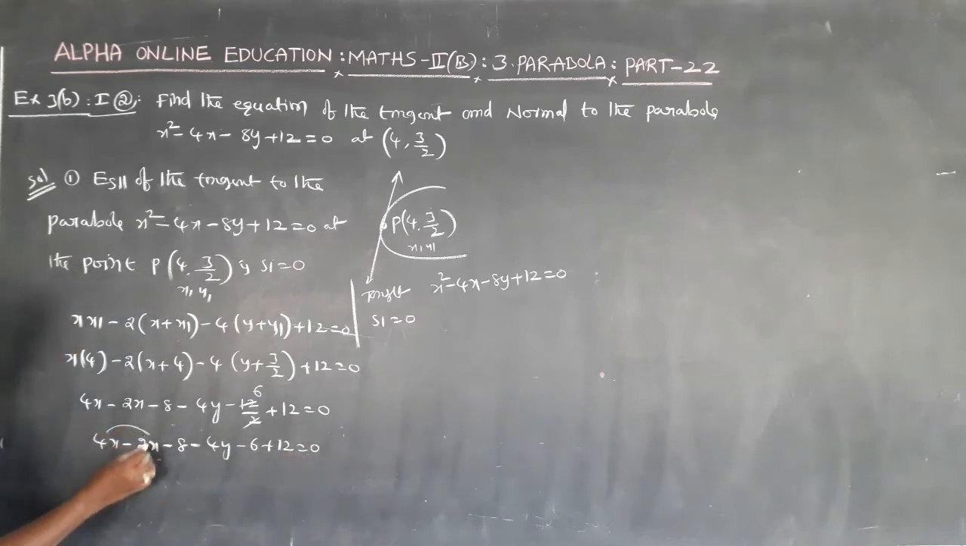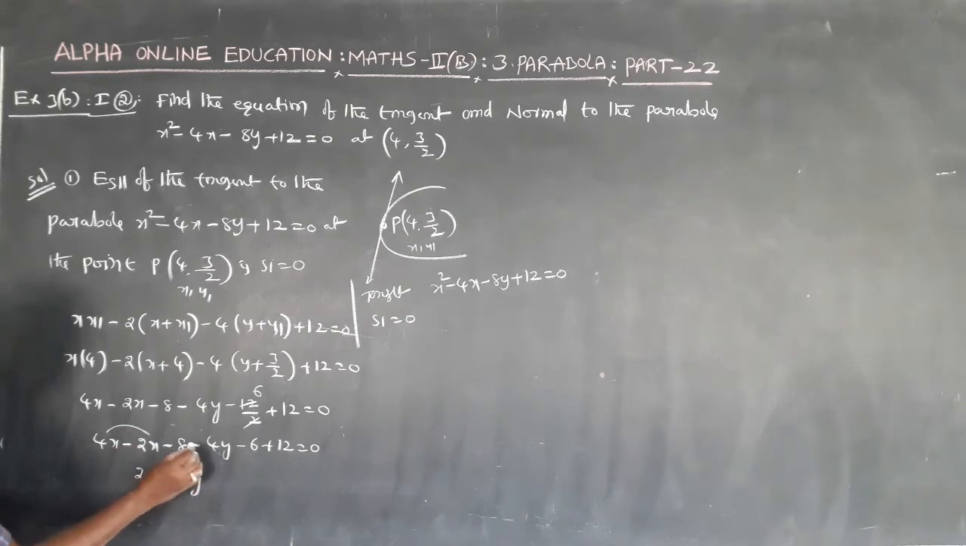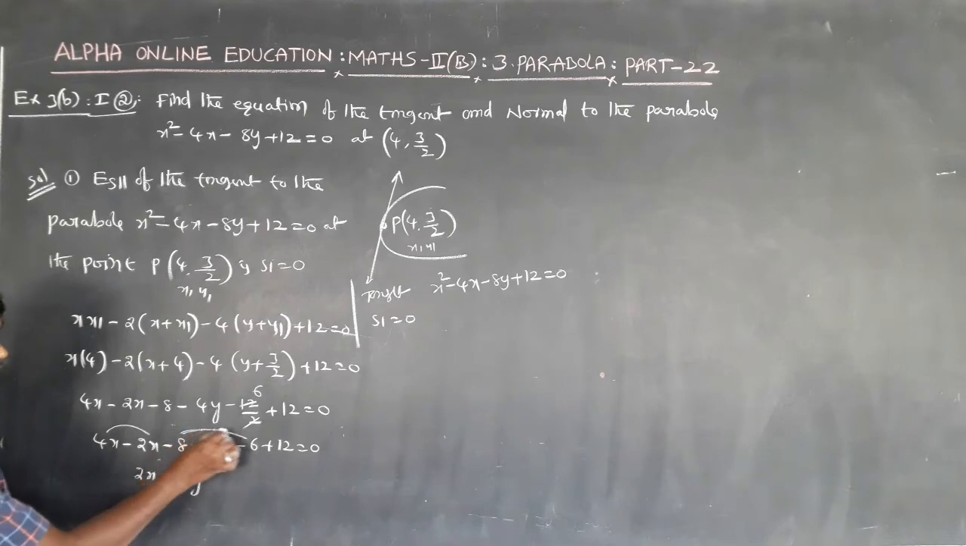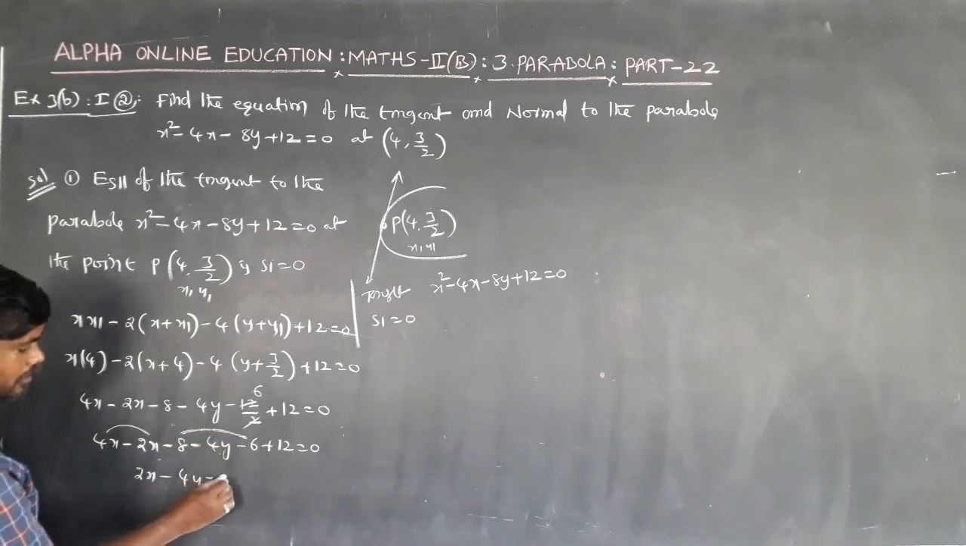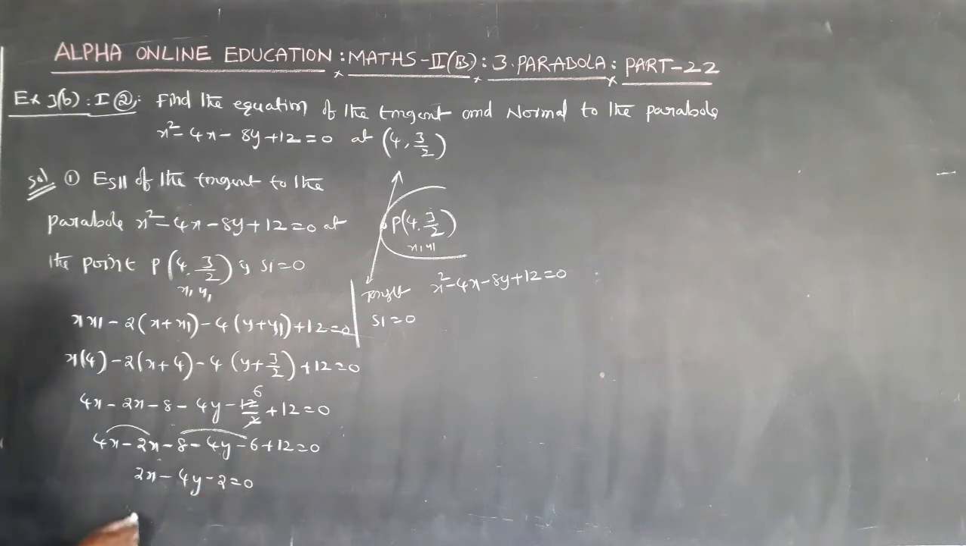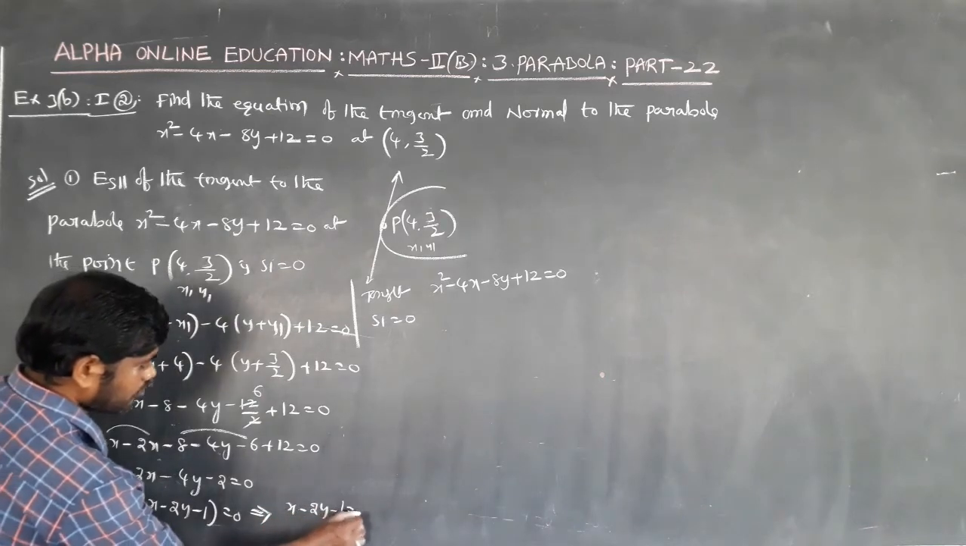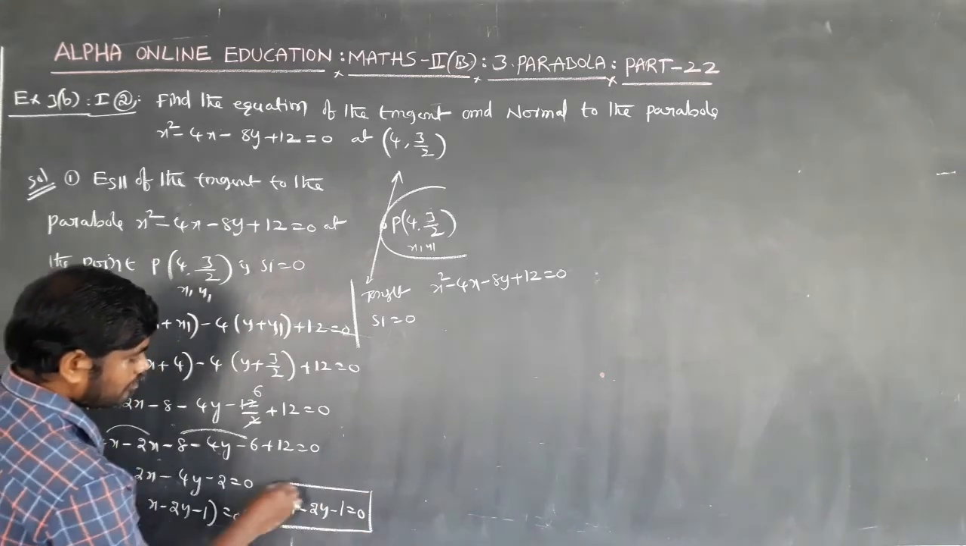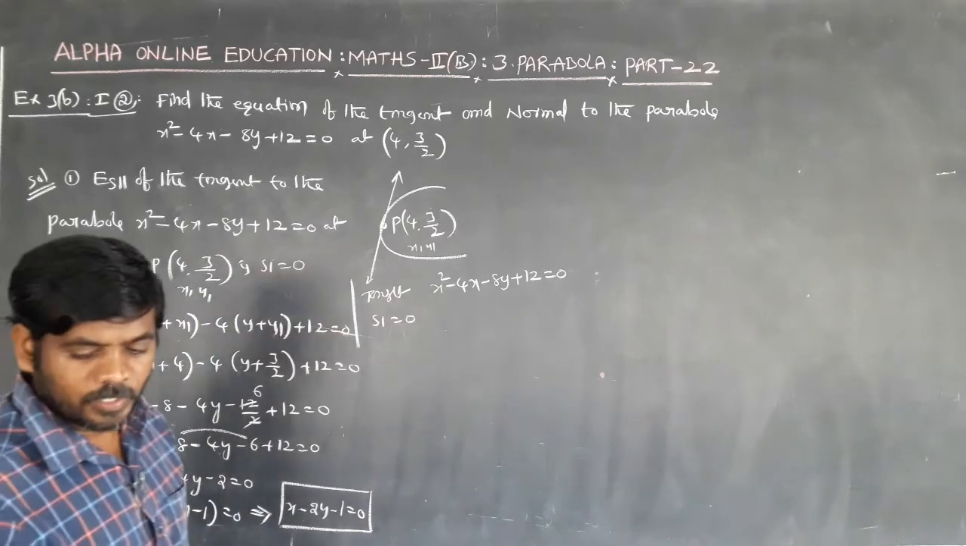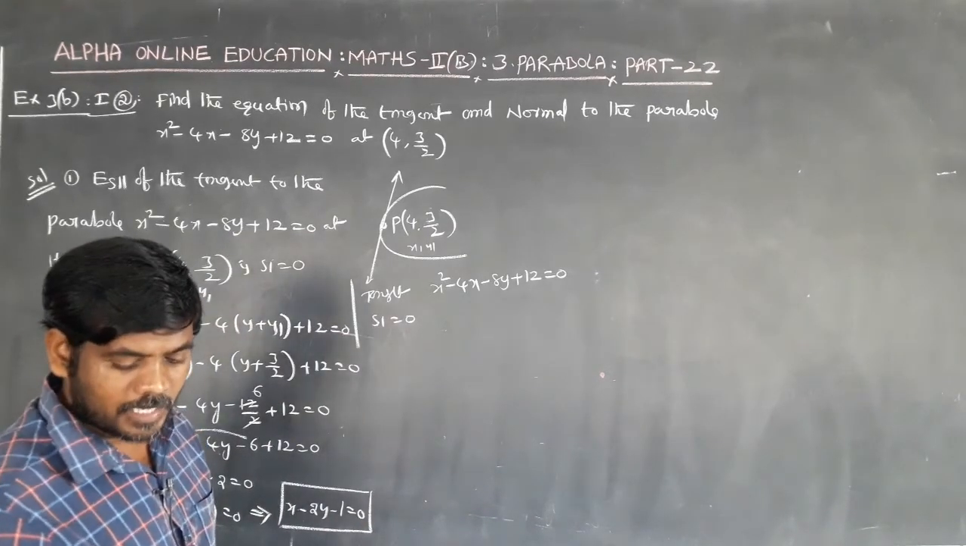0. 4x minus 2x, 2x, minus 4y, minus 8 minus 6 minus 14 plus 12 means minus 2 is equal to 0. 2 common, 2 1s are 2, 2 2s are 2, 1s are 0. So x minus 2y minus 1 is equal to 0 is the equation of the tangent.